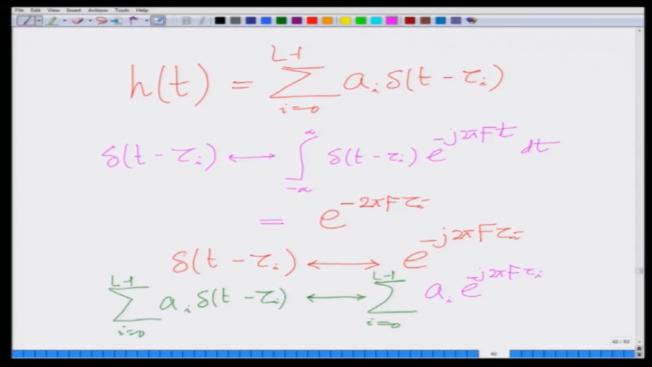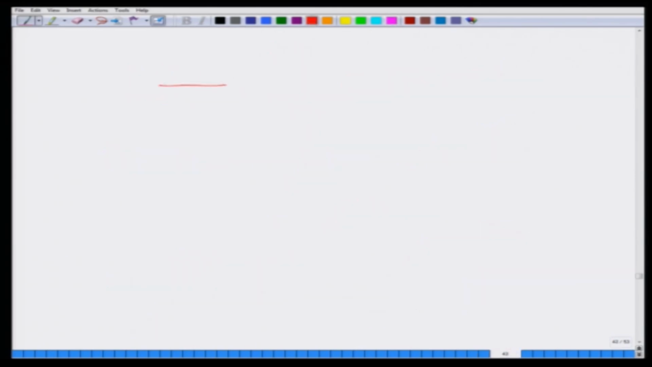Therefore, summation i equal to 0 to L minus 1 a_i delta(t minus tau_i) has a Fourier transform which is summation i equal to 0 to L minus 1 a_i e to the power of minus j 2 pi f tau_i. So, this is the Fourier transform. What is this quantity? Let me write it here clearly: summation i equal to 0 to L minus 1 a_i e to the power of minus j 2 pi f tau_i.